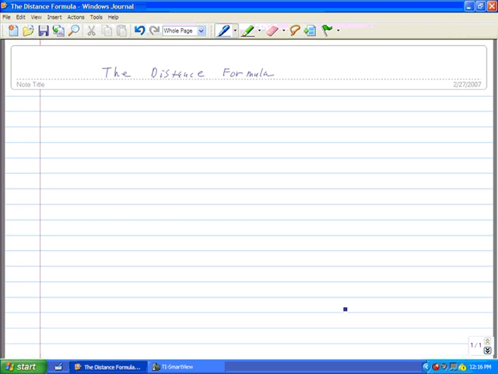We're now going to look at a way to measure distance between 2 points in the Cartesian system. We're going to come up with a formula for doing this that is called the distance formula. Now, when you graph in the Cartesian system, you are plotting points that are represented by ordered pairs.